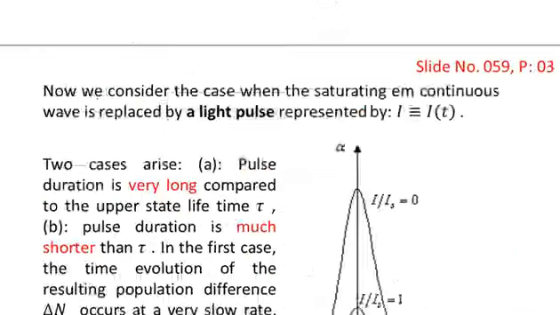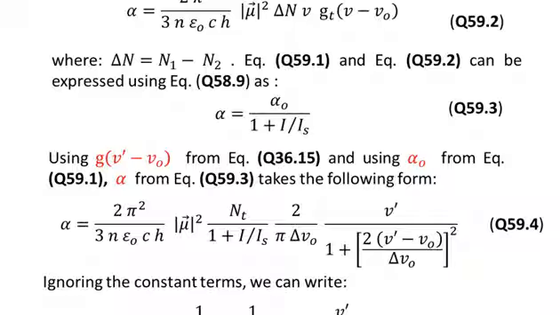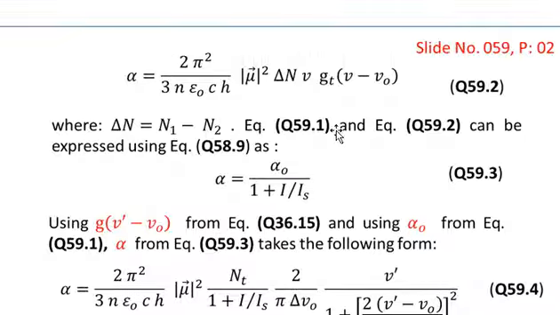So here we have made use of three equations, that is, we have used equation number 59.1, equation number 59.2 and equation number 58.9, and we have written this, that is alpha is equal to alpha naught over 1 plus I over Is, where you know that alpha naught is the absorption coefficient in the absence of the saturating beam, and alpha is the absorption coefficient when the saturating beam along with the probe beam, both beams are present. So this is what we have written, the relationship between the two absorption coefficients as given in equation number 3.